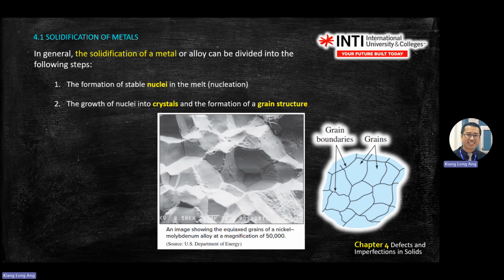This is under a magnification of 50,000 times. In your experiment, I will show you how to calculate the magnification. Previously in your lab, I think you went up to 200 magnification. So this one is 50,000, a very, very good microscope. You see all this is called the boundaries.